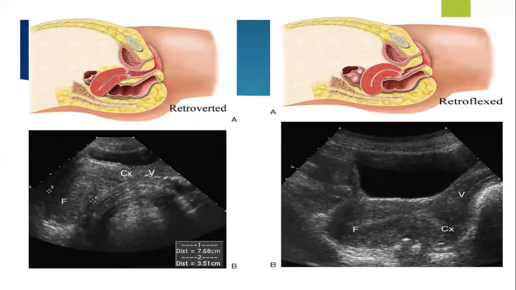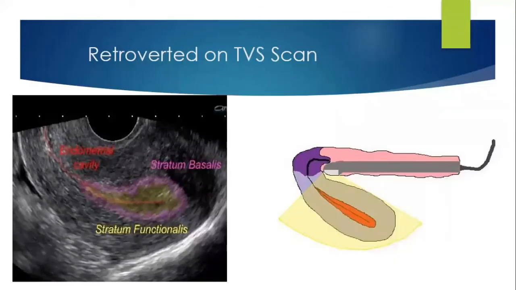I hope I made this understanding very clear. Only thing, if you are confused, you must remember is the fundus close to urinary bladder or is it going away from the urinary bladder? Then at least you will have some clue whether this is an anteverted, anteflex uterus or a retroflex uterus.